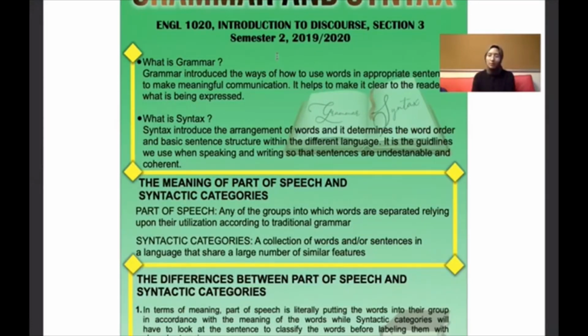From my point of view, by knowing the grammar, it will help people to understand and create meaningful sentences, and also grammar helps to make it clear to the reader what is being expressed. So here's the meaning of grammar.